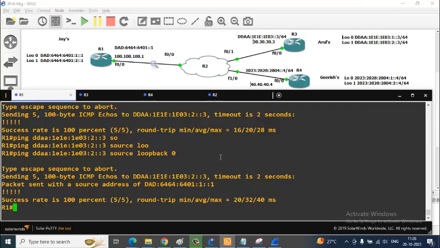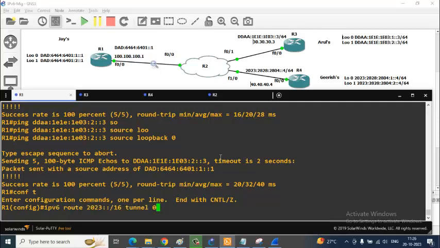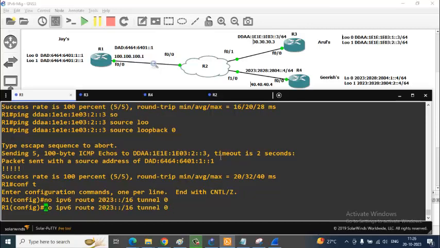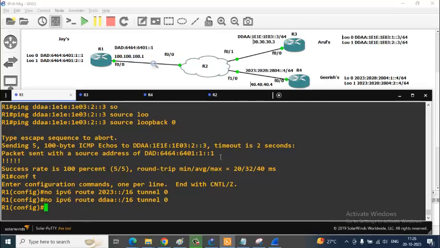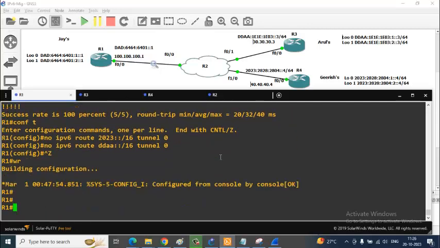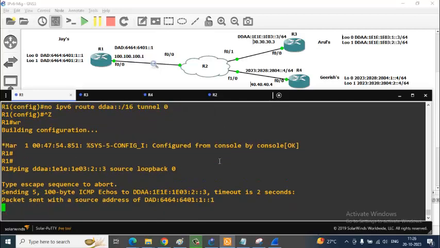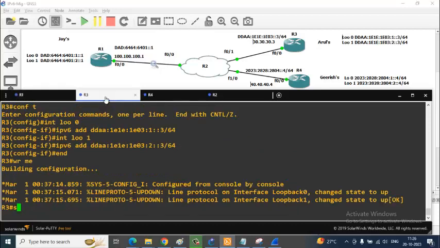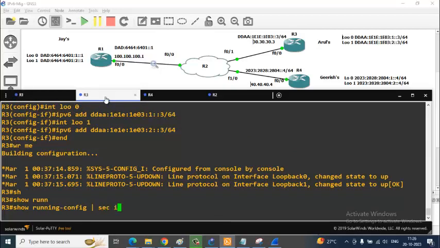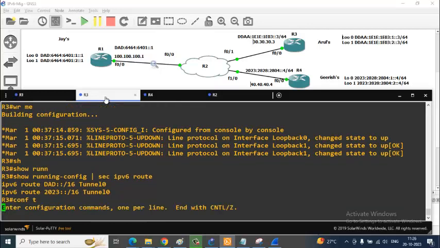If you want to remove the default route, you can remove it and put a routing protocol. Say I'm going to remove these static default routes. I remove. Now the ping will not happen, because you don't have a route. Show run section IPv6 route. I'm removing these two routes.